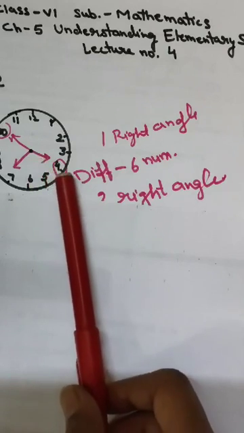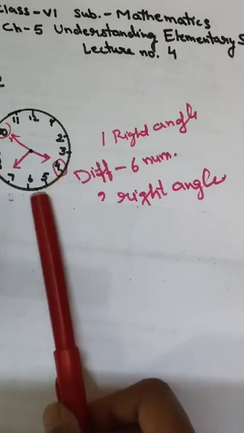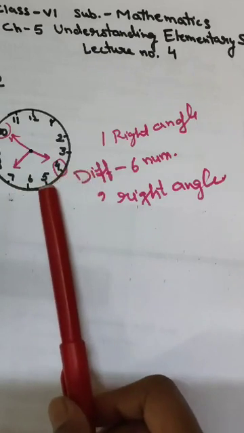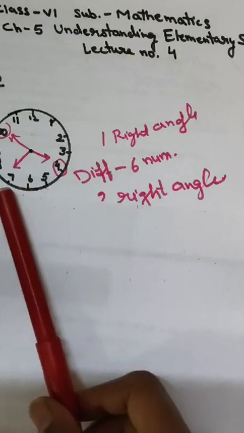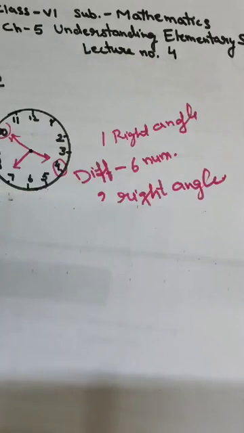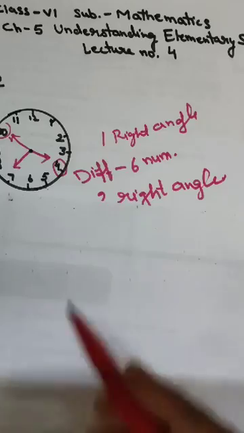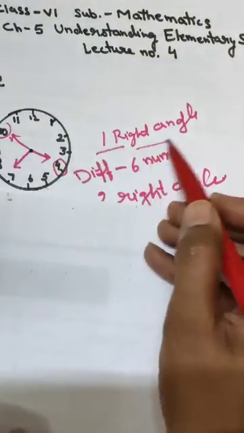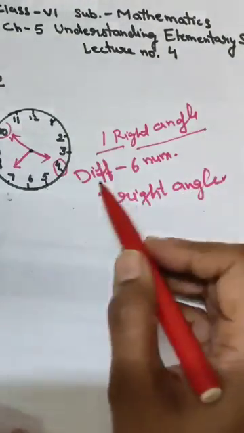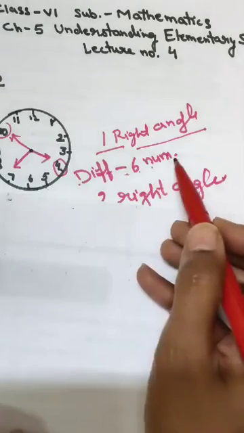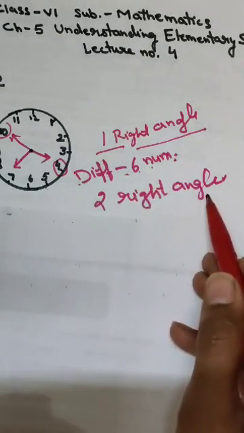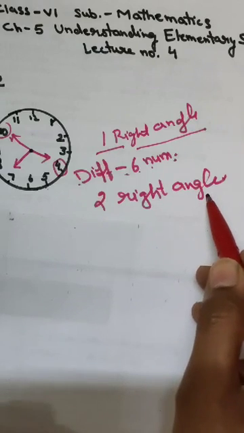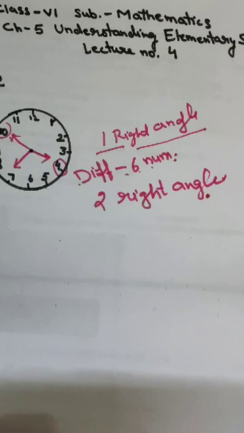See, if the difference is of 3 numbers, as in this case, from 4 to 5, 1 number, 5 to 6, 2 numbers, 6 to 7, 3 numbers, then it will make one right angle. And if the difference is of 6 numbers, then it will make 2 right angles. In the same way, if the difference between 2 numbers is 9, then it will make 3 right angles.